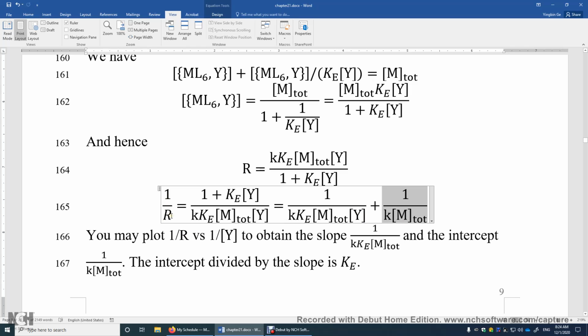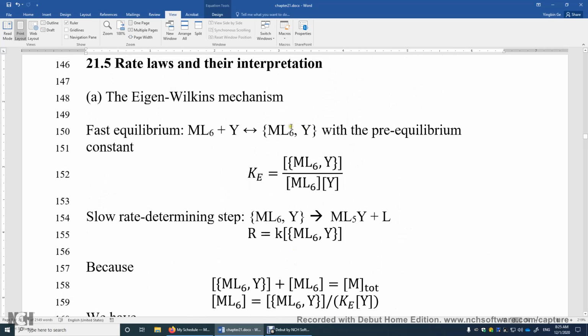And then you plot 1 over R versus 1 over the concentration of Y. And then you get the slope. The slope is this, 1 over Ke M total. This is the slope. What's the intercept? This is the intercept. And then the intercept divided by the slope, okay? You get K sub E. This is how you get the Eigen-Wilkins equilibrium constant for the first step here. This is a fast equilibrium approximation, and we can determine this constant here.